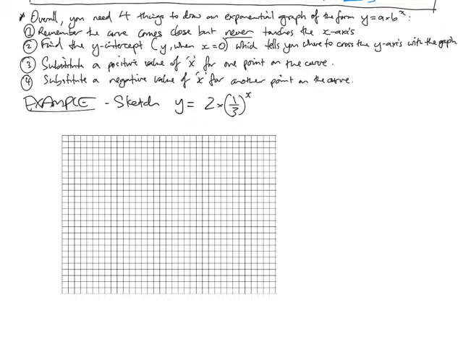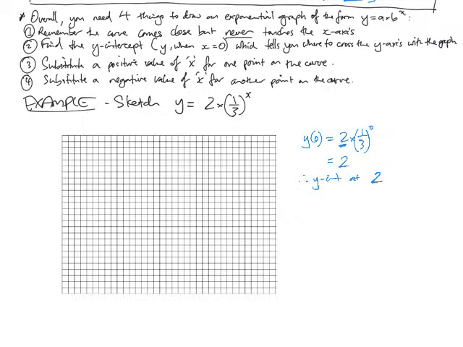So that's the first step. The second step will be when x is equal to 0, 2 times by a third to the power of 0. But we've already said anything to the power of 0 is going to be 1, times by a here is going to be 2. So we know it's going to cross the y-axis, y-intercept, at positive 2.